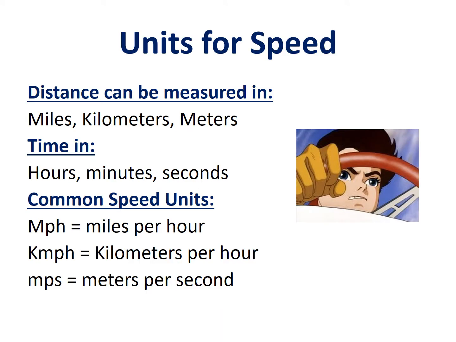Distance of speed can be measured in a variety of ways. It might be measured in miles, kilometers, meters, centimeters, but units of distance are all there. Time can be measured in hours, minutes, seconds, days, years, months, whatever you do. It's got to be a time unit. So the most common speed units that we'll be using are miles per hour, kilometers per hour, or meters per second. Remember, for these calculations, you can use your calculators as well.